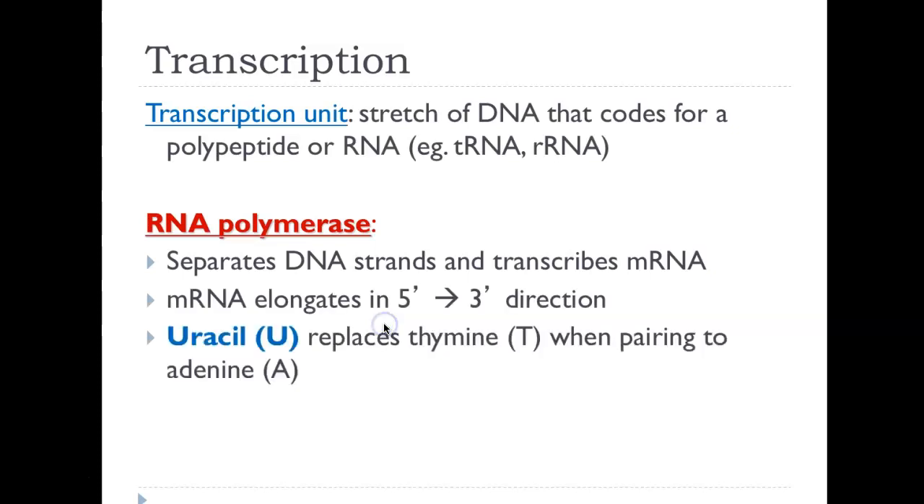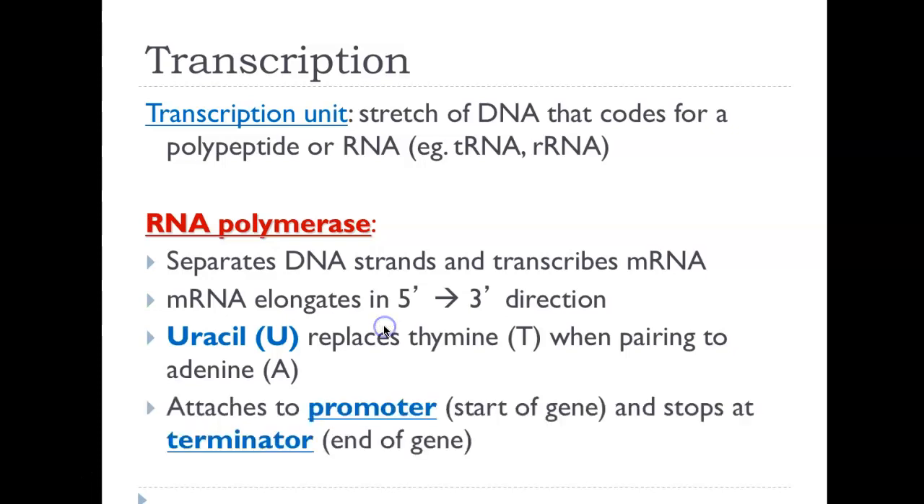So the transcription unit is the stretch of DNA that's going to code for the RNA. The enzyme responsible for this is RNA polymerase. Transcription and translation are a lot easier than DNA replication because you only have one enzyme, which is really nice. Uracil replaces thymine. RNA polymerase is going to attach to the region of DNA where transcription is supposed to begin. It's called the promoter. So it attaches to the promoter and it stops at the terminator.